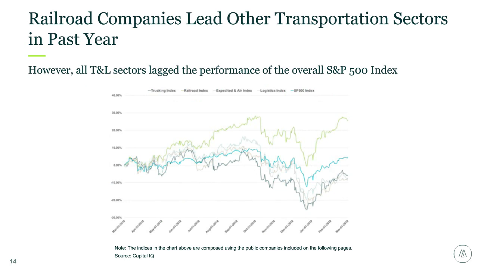Turning to valuations, the chart you see in front of you tracks different segments of publicly traded stocks. The railroad companies is the green line that you see at the top.